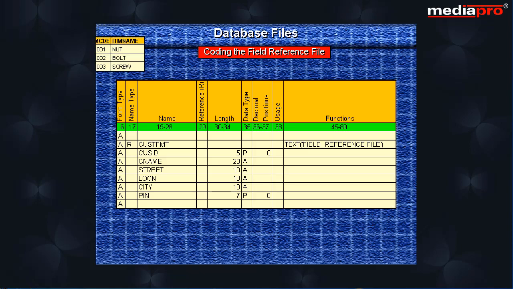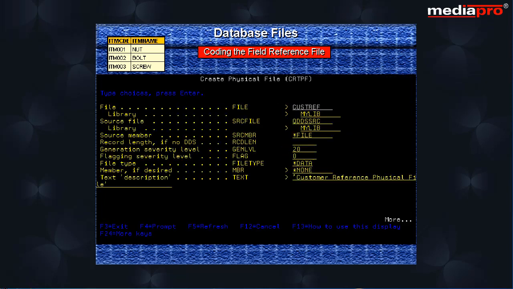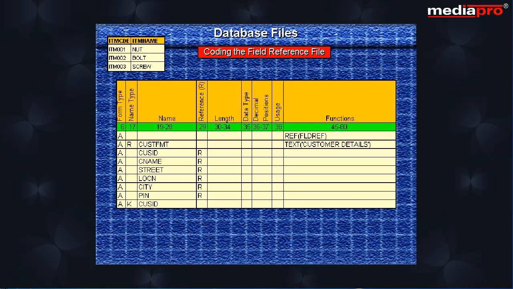We code the field reference files just like we code the physical files. We have a record format name and then we define all the fields that we want to include. We use the create physical file command to create the field reference file. The members parameter should be set to none so that DB2/400 does not allocate any space for data records since the file is not going to contain any data. After the field reference file is created, you can refer to it for data definitions required in the database files that you will be creating.